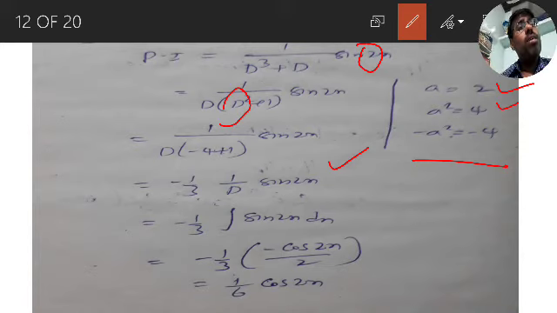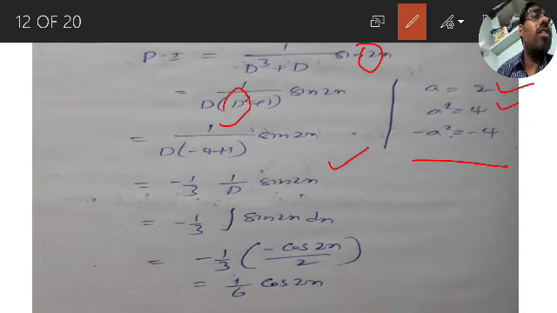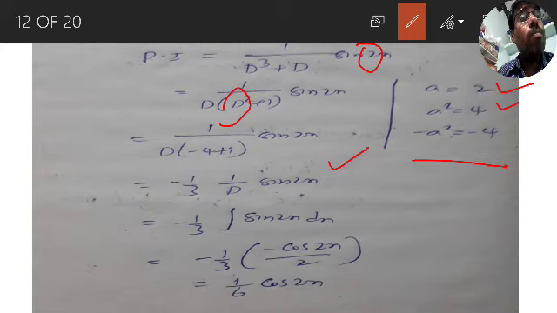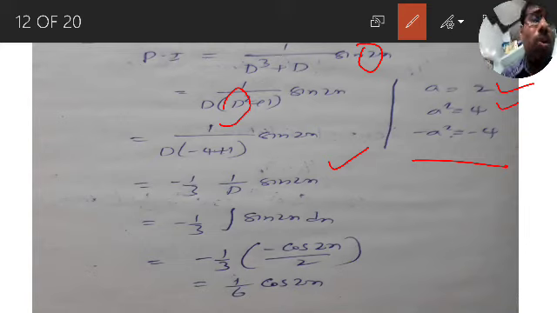D means derivative. In the previous problem we did it. D of cos x we write as minus sin x. But here it is not d, it is the reciprocal of d, that is 1 by d of sine 2x. D of sine 2x means derivative of sine 2x. 1 by d of sine 2x is integration of sine 2x. D means derivative.